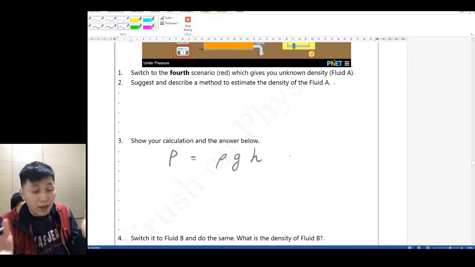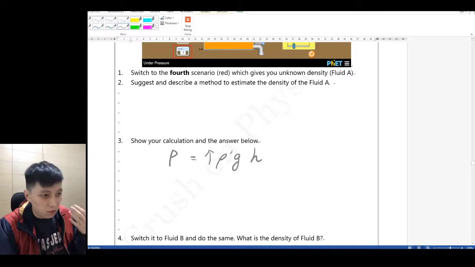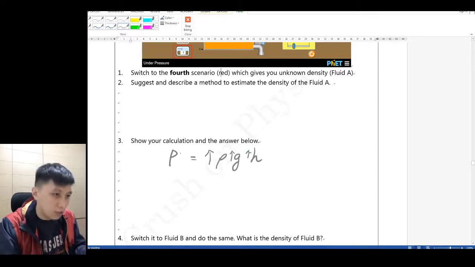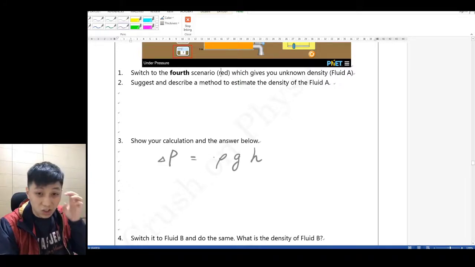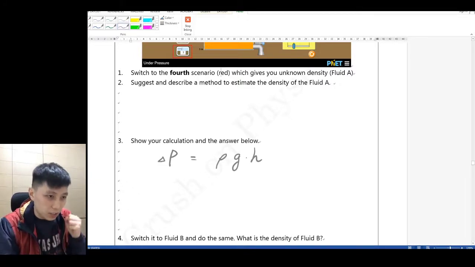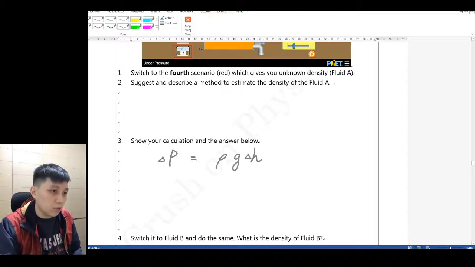I hope now you finally realize why this is closely linked, because whenever you increase the density, or increase the g, or increase the h, then the pressure will increase. More precisely, when you write the equation, I would say write delta P, because it's a change of pressure, and here is a change of height also. So using this equation will be able to help you.